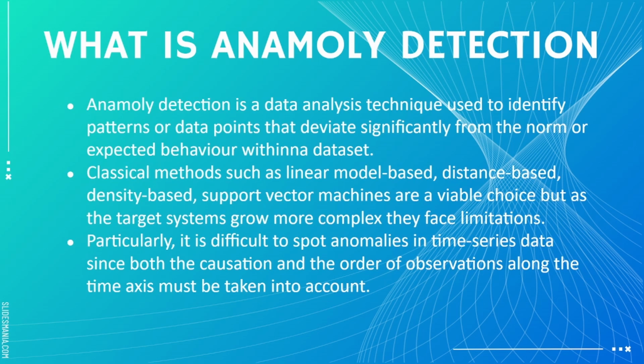What is anomaly detection? Anomaly detection is a crucial data analysis technique for identifying deviations from expected patterns or data points within a dataset. While classical methods like linear model based, distance based, density based, and support vector machines are effective, they encounter limitations as systems become more complex. This challenge is especially pronounced in time series data, where considering both causation and the chronological order of observations along the time axis is essential for accurate anomaly detection.